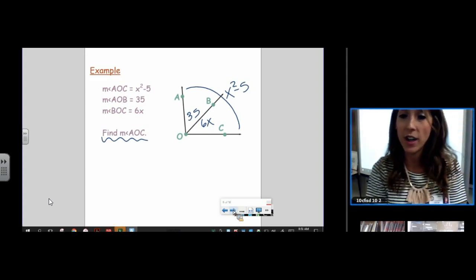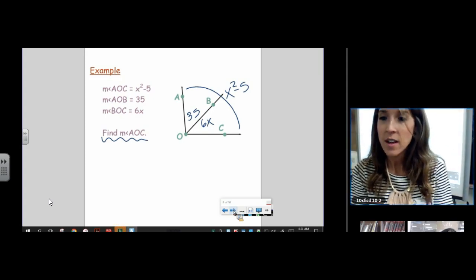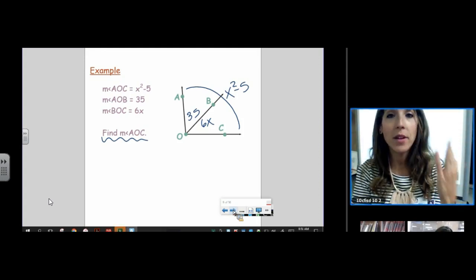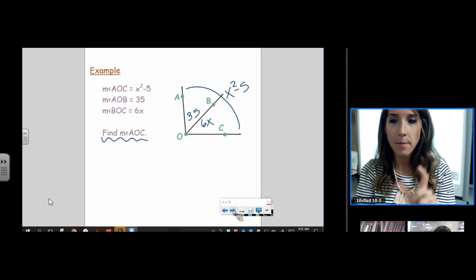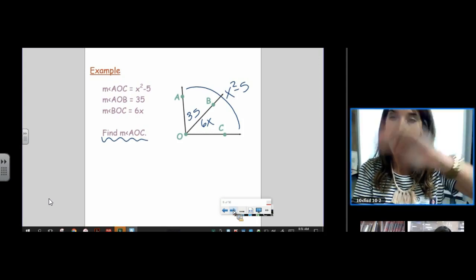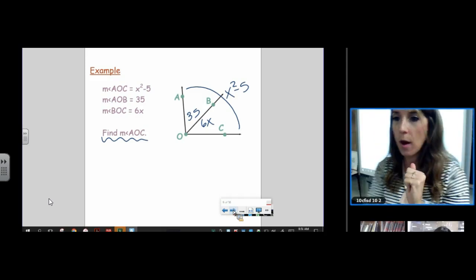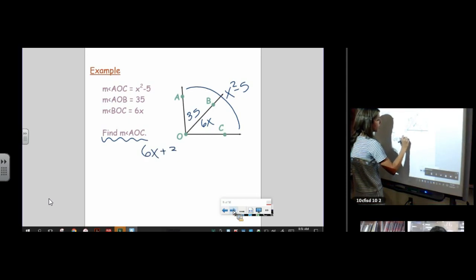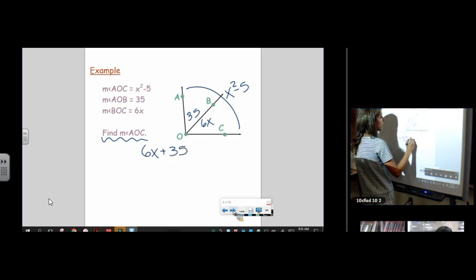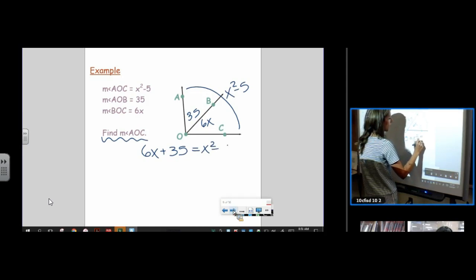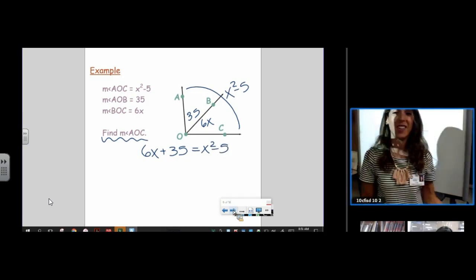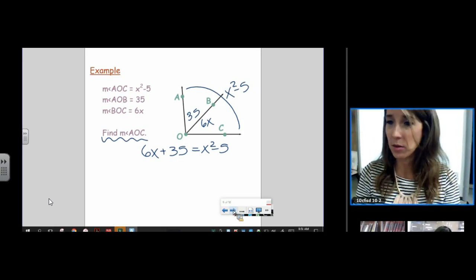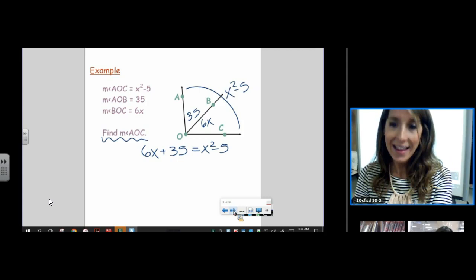This one was in a different order. No, it'll be a whole number. This one, we didn't give you part and then whole. So that's why labeling your picture is so important. You might be given them in a different order. We were given the whole first and then our two parts. We want to do the angle addition postulate, which says 6x plus 35 equals x squared minus 5. We realize that, oh no, worst case scenario, this is a quadratic, and we can't just square root both sides because there's that 6x in there.